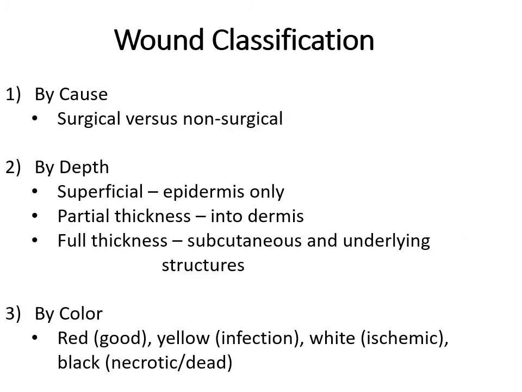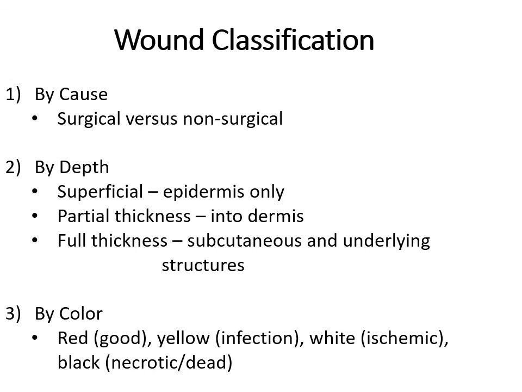So how can we classify wounds? Well, we can classify it by, say, the cause of the wound. So surgical wounds versus non-surgical wounds. The depth of the wound. Is it a superficial wound? Is it a partial thickness wound that's gone into the dermis? Or is it a full thickness wound that's gone through the epidermis and the dermis and into the subcutaneous tissue and possibly even the muscles and the nerves underneath?